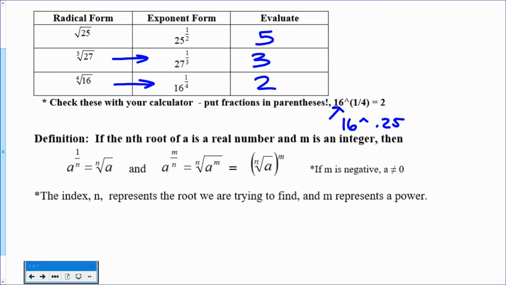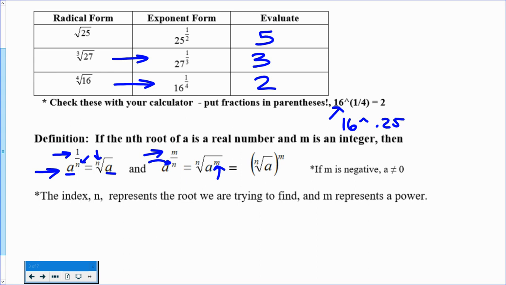But by definition here, if the nth root of a real number and m is an integer, then any base to the 1 over n power, so your same base is what's going to be inside that radical, and then whatever your denominator is going to be your index. Okay, with all the examples in that table, all of them have 1 as the numerator. You could have another number on top there that isn't 1. That just means that that is your exponent that you are raising it to, and then your denominator is still going to be your index.